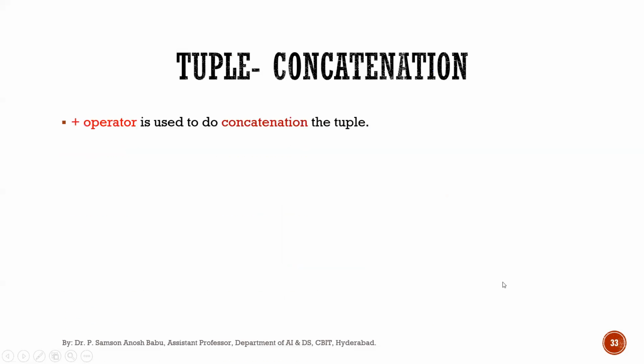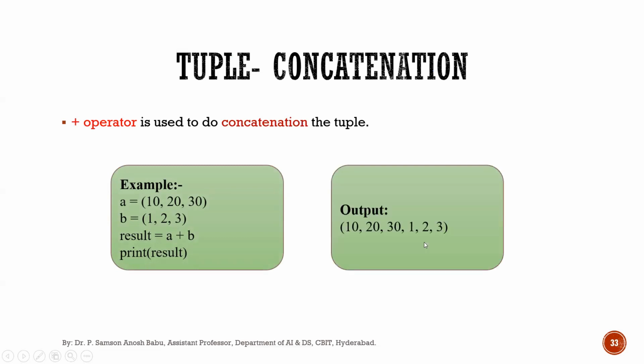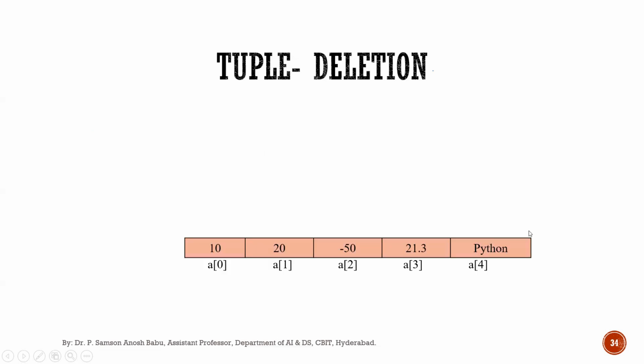Tuple concatenation. Similar to the list, we can also concatenate tuples. For that, we use the plus operator. Example, if you see A equals 10, 20, that is one tuple, and B equals 1 to 3, another tuple. If you write A plus B, then it will be concatenated, and the output is the concatenation of those two tuples, that is 10, 20, 30, and 1, 2, 3.